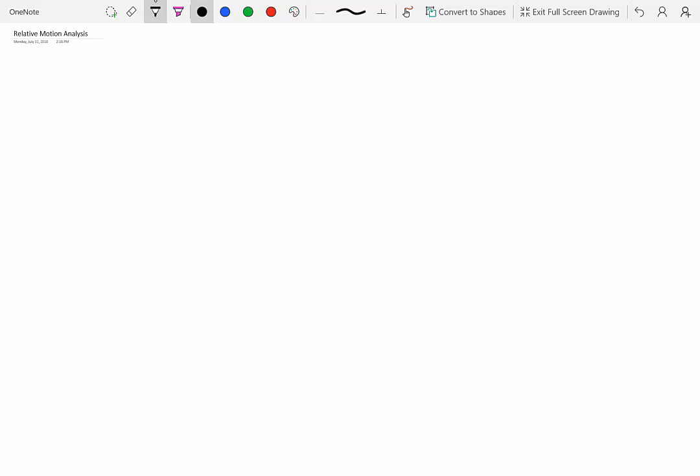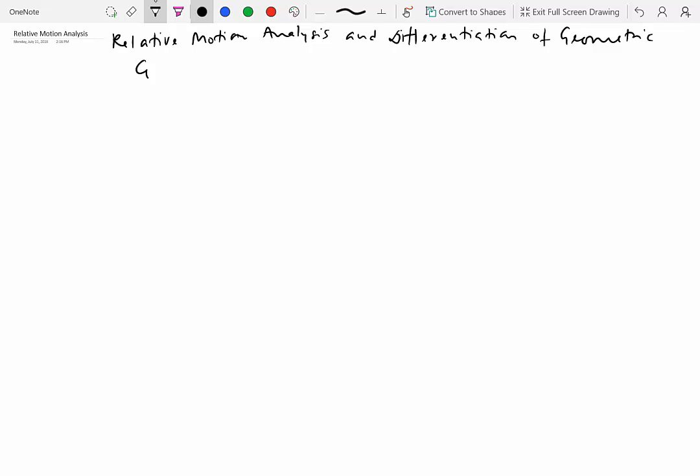The last topic of this lecture is relative motion analysis. Relative motion analysis and differentiation of geometric constraints. Now, this is a long title, but it's a very simple topic.